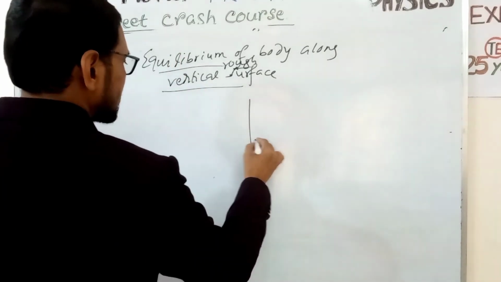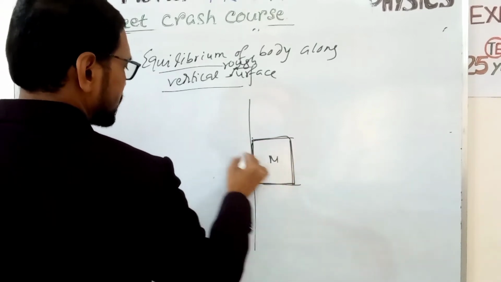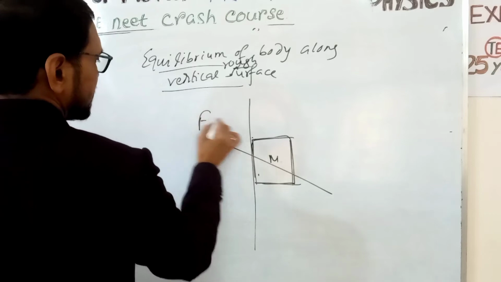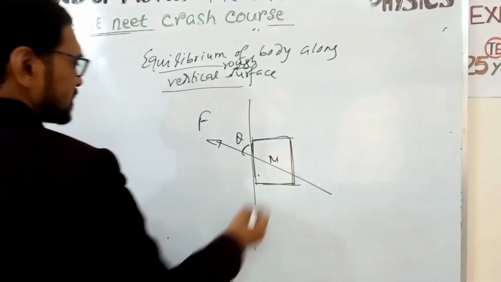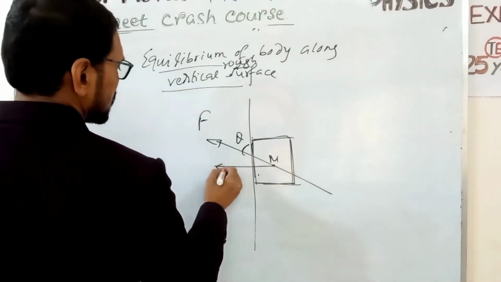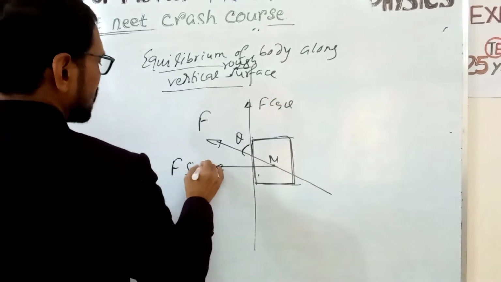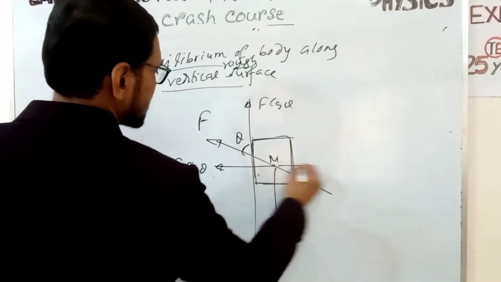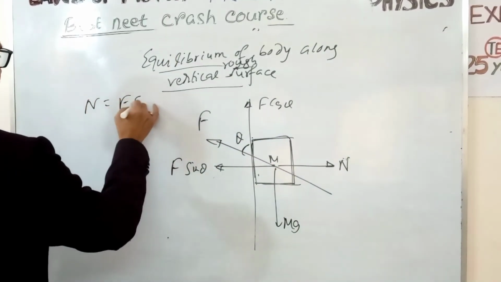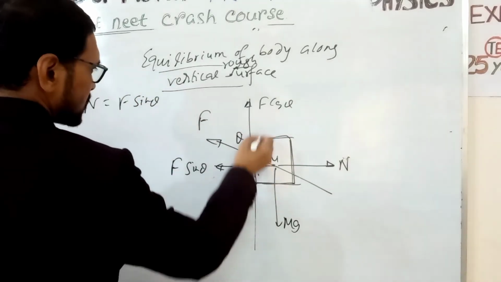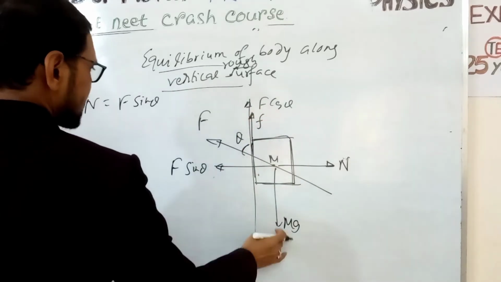Now if the force is applied at an angle theta to the body, then what minimum force is required to hold the body? Here if we resolve the force, this is F cos theta and this is F sin theta. Weight acts in this direction and the normal reaction acts in this direction. Now here the normal reaction equals F sin theta, and the friction force acts in this direction.